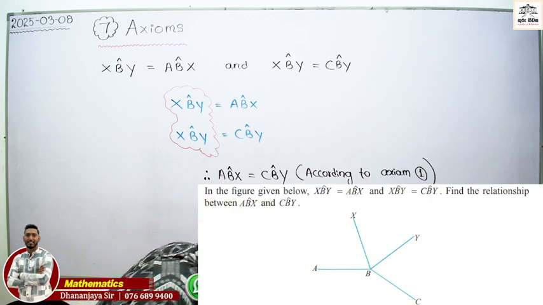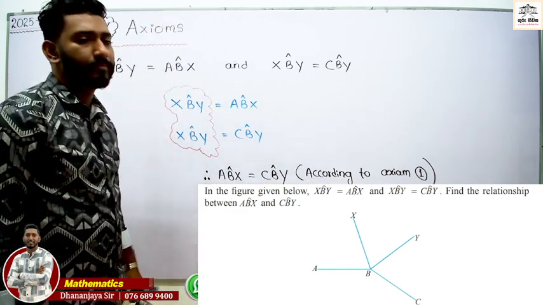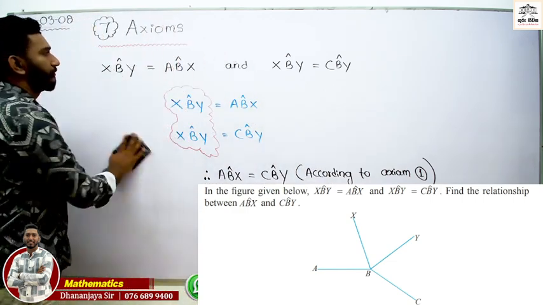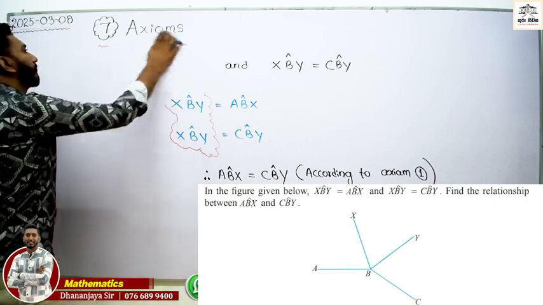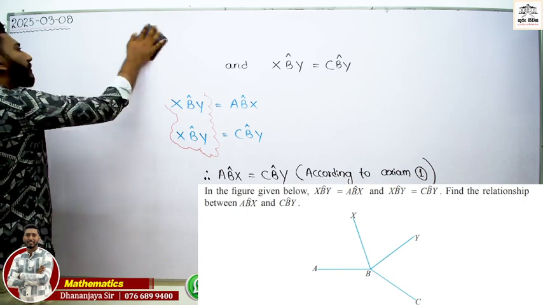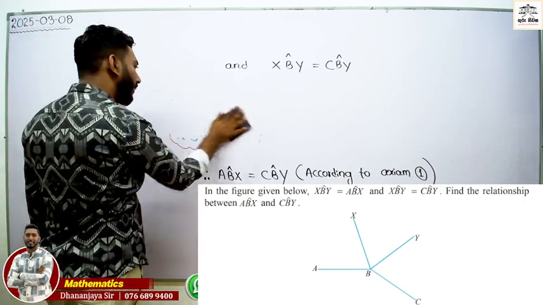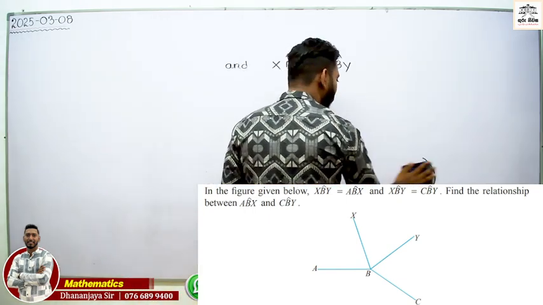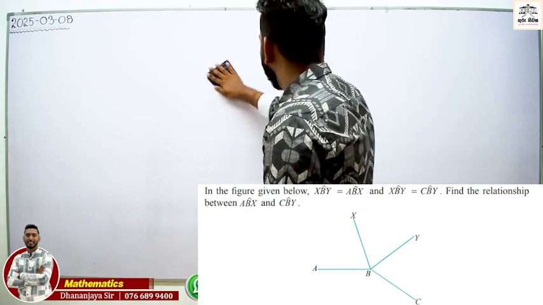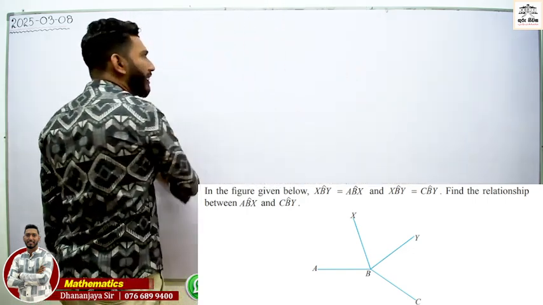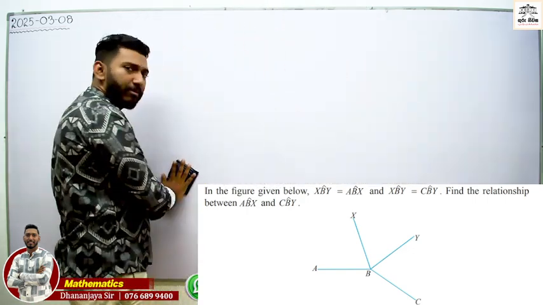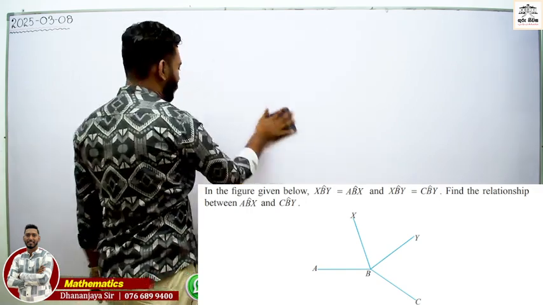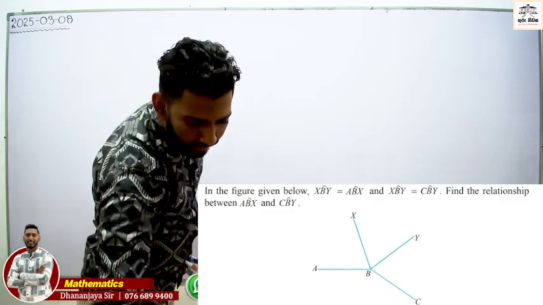Right, very good. This is axiom number one. Axiom number one is very easy. Just that, like that.